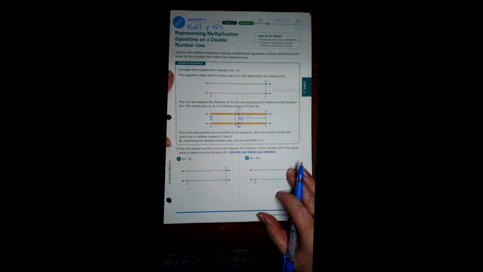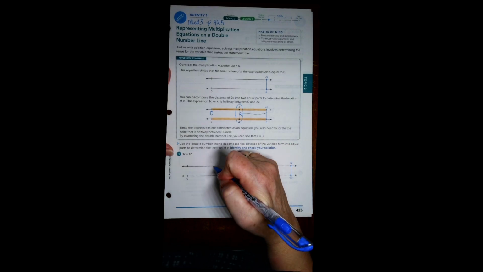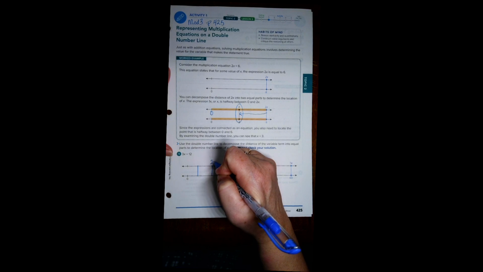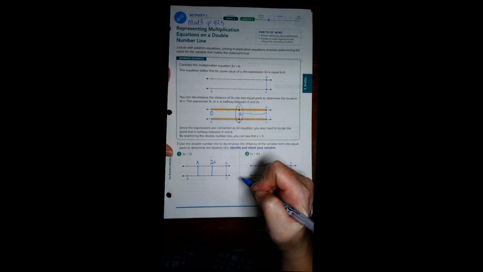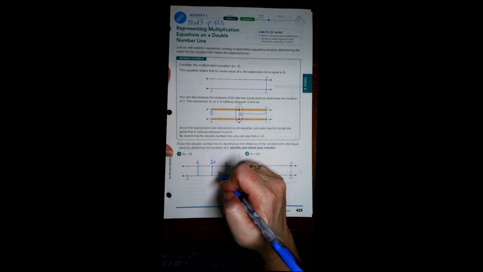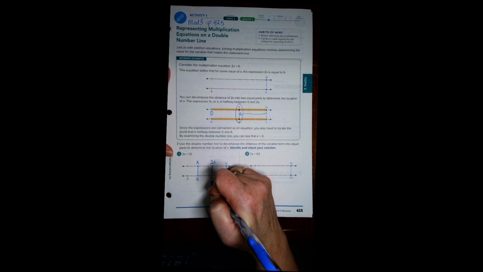Number 1 and 2 here. Use the double number line to decompose the distance of the variable term into equal parts to determine the location of x. Identify and check your solution. So now instead of just 2x, they give us 3x. So if we broke this into 3 equal parts, we would have a 2x here and a 1x, or just x, here. So if we're dividing this part into 3 equal parts, remember how we can figure that out. We have 1, 2, 3 ticks between 0 and 12. So 12 divided by 3 gives us 4.